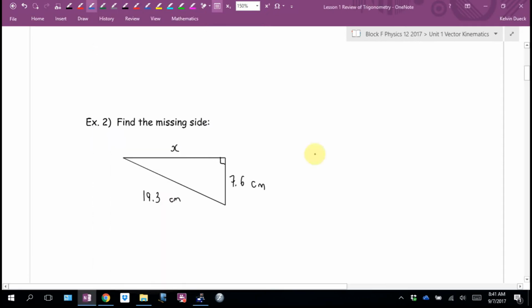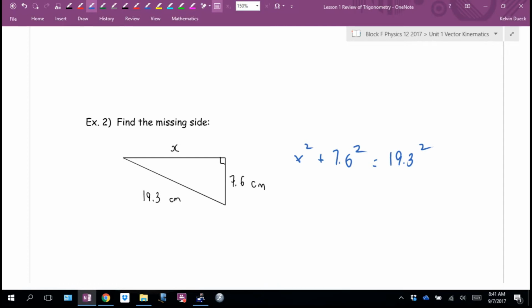Now, I'll write a little bit of work. I'll write one line. X squared plus 7.6 squared equals 19.3 squared. Stephen, also, you haven't had me before. This is as neat as I write. It only gets uglier and messier from here, which is also why I type everything.